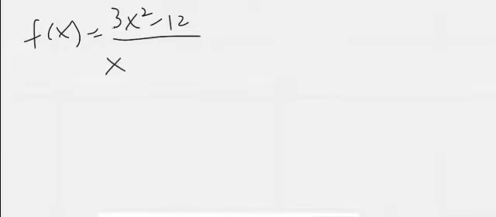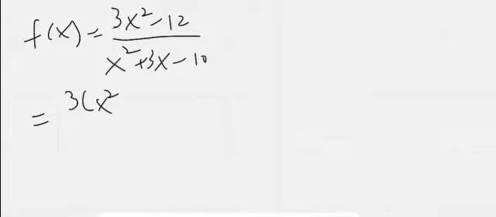Here we have a rational function, 3x squared minus 12 over x squared plus 3x minus 10. Usually when we see problems like this, we'll want to factorize it to give us a clearer picture. So let's do it. On the numerator part, we can see they all have a common factor of 3, so let's factor that out first.